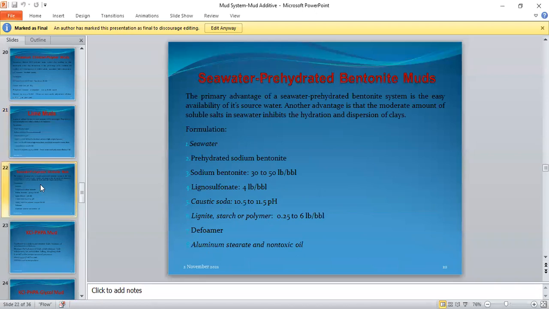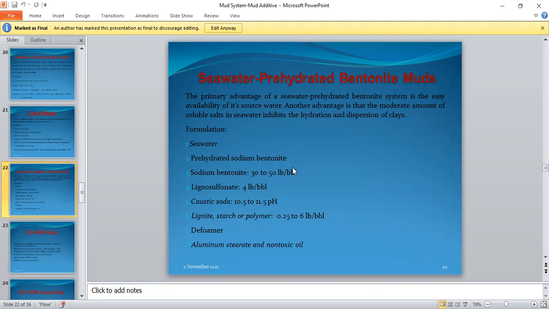Then you have seawater prehydrated bentonite. Now, when they say seawater, it means that you are using seawater and then you are prehydrating bentonite. This prehydrated bentonite means that you mix your bentonite in fresh water. And as you mix it in fresh water, you mix it in high quantity. Check the concentration. Number 3, sodium bentonite, 30 to 50 pounds per barrel.